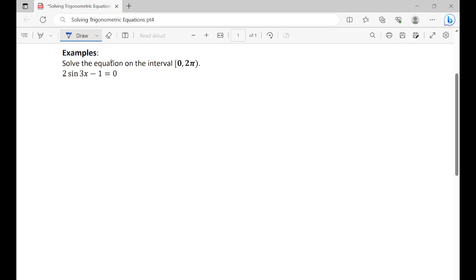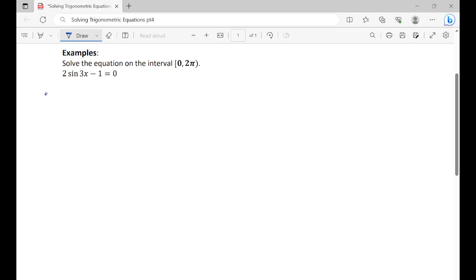So here we're going to solve the equation on the interval 0 to 2 pi. Now what makes this different from others is because of what's inside the argument for our trig function. It's not just an x, it's 3x. We started off solving it the same way, but at the end is where we veer off and do something a little bit different. But let's start by solving for sine 3x.